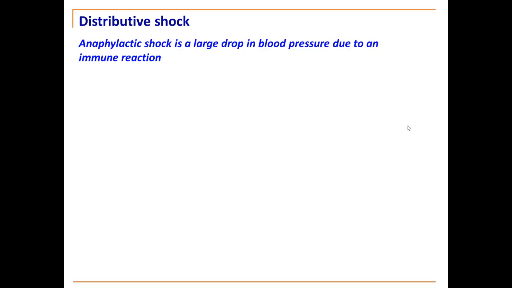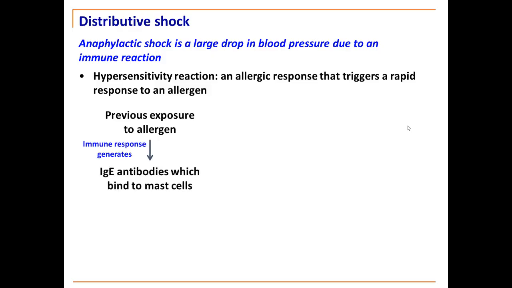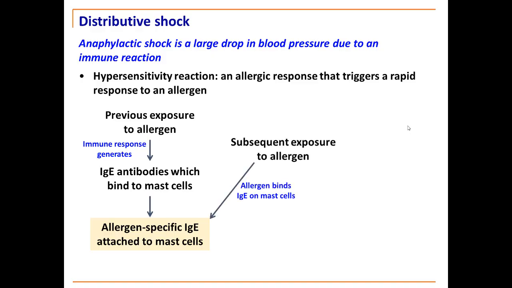So anaphylactic shock is a large drop in blood pressure due to an immune reaction, and it's a hypersensitivity reaction. That's where you get an allergic response that triggers a rapid response to an allergen. So of course, in this mechanism, and this is only a very basic mechanism for you, you get previous exposure to an allergen. That immune response generates an IgE antibody, which binds to mast cells, so we have allergen-specific IgE attached to those mast cells. If we then get subsequent exposure to that allergen, the allergen binds to the IgE present on those mast cells, leading to your chemical secretions.